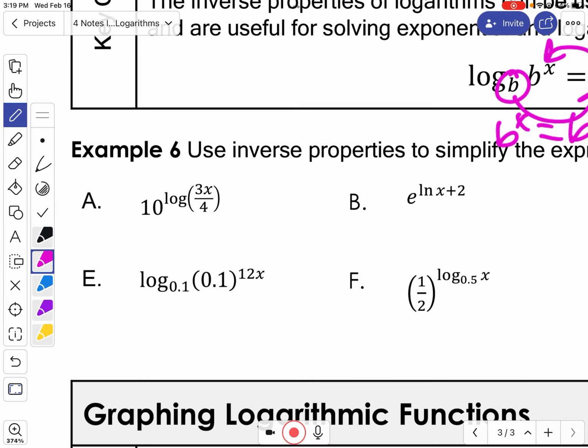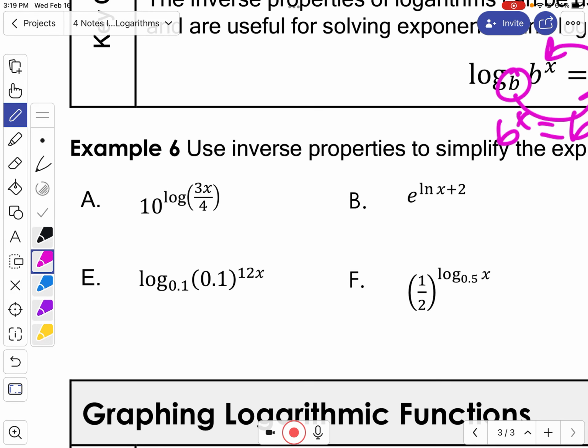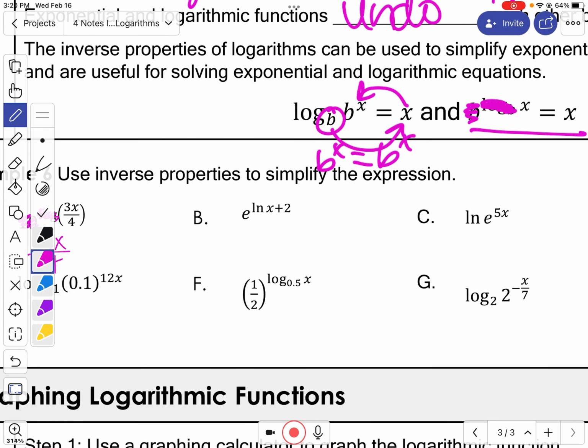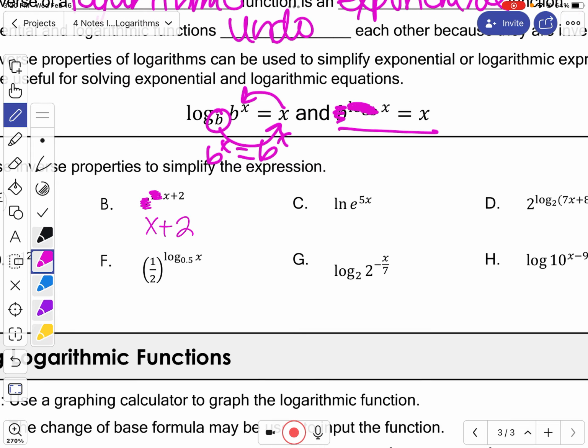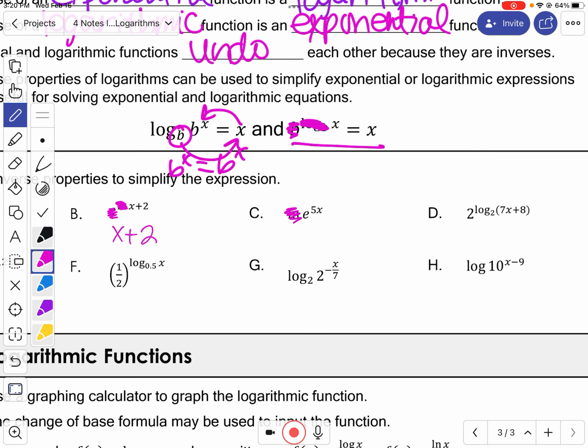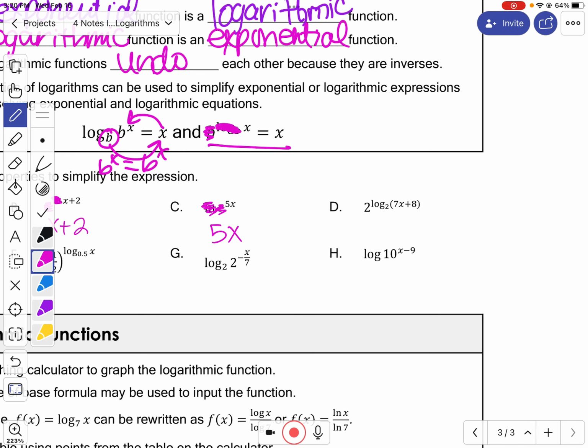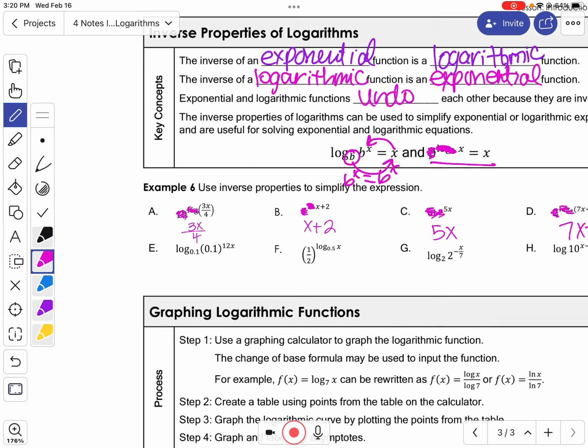So if we look at this, these are not hard. The base of this log in the exponent spot is 10, which will cancel with this base of 10. So my answer would just be 3x over 4. The base of this natural log is e, which is the same base as that, so it would just be x plus 2. This base here is the same as this e, so it would just be 5x. This base is the same as this log base 2, which gives 7x plus 8. So they're undoing each other.